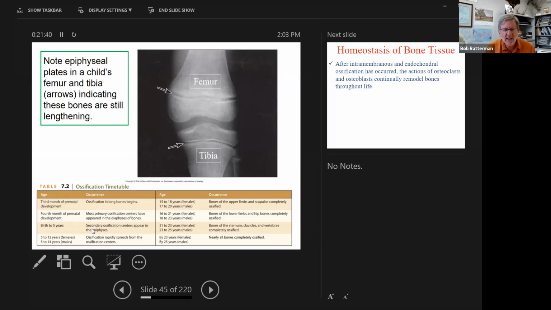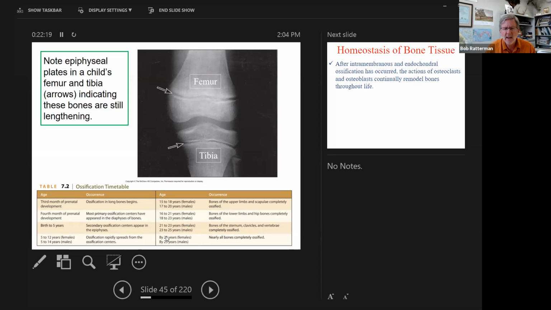Okay. So this is an interesting timetable that kind of tells us, well, when do the secondary ossification centers appear in the epiphyses of future long bones? Well, it says here between the time you're born to the time you're 5 years old. And then between 5 and 12 for females, a little bit later in males, ossification spreads rapidly to the point by the time you're 18 or 20, a lot of your upper limb bones, humerus, ulna, radius, scapulae, completely ossified. By the time you're 21 or 23, the lower limb bones, femur, fibula, tibia, all done. And by the time you're 23 and 25, sternum, clavicles, vertebrae, all fully ossified.